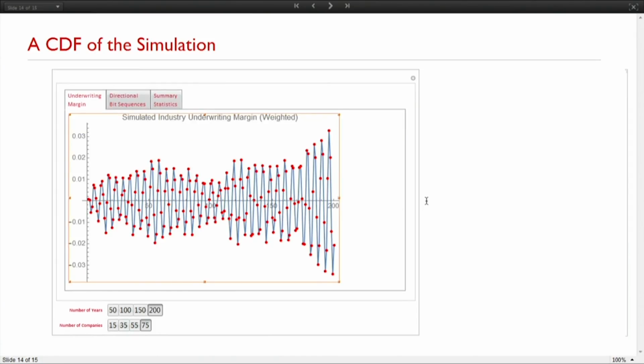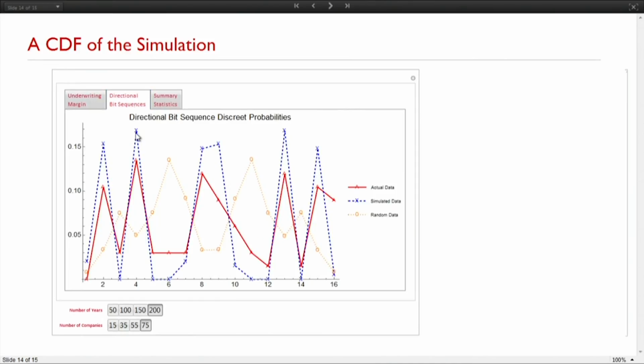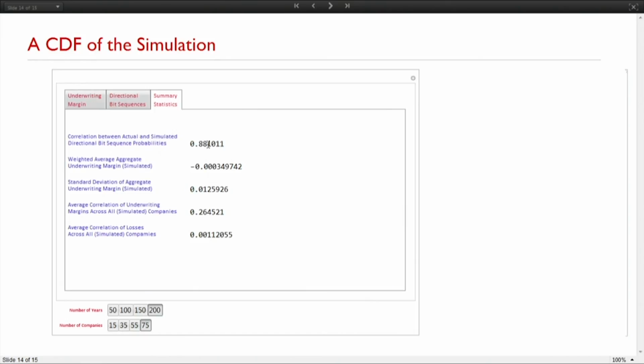Whoop, just changed on me. Correlation across companies was 0.32, which was a little bit high for 75. Let's see what we get here. This was another 75 companies. Directional bit strings, again, they match up almost all the time. Correlation of the bit strings, 0.88. Correlation across companies, 0.26. That's probably just slightly higher than typical.